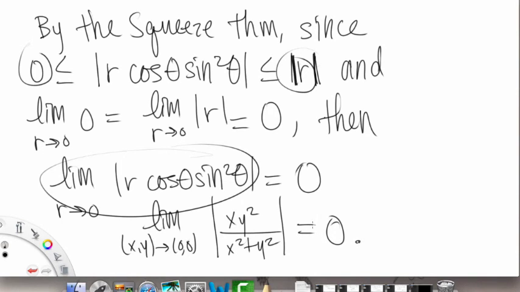Okay, so that was kind of a long path on that second one, but again, that's just a different method of solving for a limit.